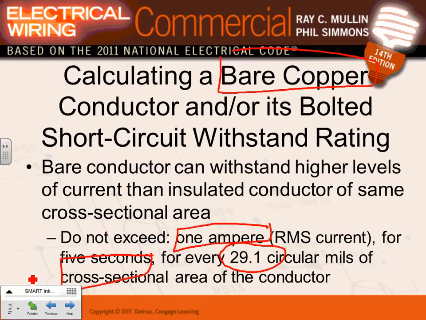So let's take this example. I have a 500 kcm bare copper conductor. And I need to find how much current this bare conductor can handle before it burns. It's bare, no insulation. Take this, look how easy that is. Now, all what you have to do is take the 500 kcm, divide this, I need somebody to do a calculation for me.